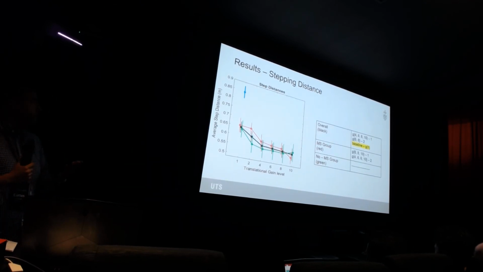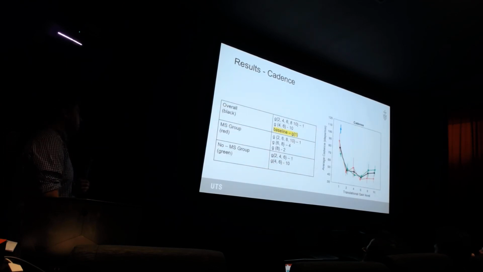So again, the blue is the stepping distance without VR, and compared to black, there's a statistical difference. There's a huge decrease in the stepping distance once the participant wears a headset. But if you look at the stepping distance from the motion sick group, you can see how it starts to decrease as the level of TG increases. So they're trying to adapt their stepping to the level of TG. Whereas people that are not motion sick, they decrease their stepping distance again on level 2, but they kind of start to maintain it over levels 2, 4, 6, and 8, and they actually decrease it on level 10.